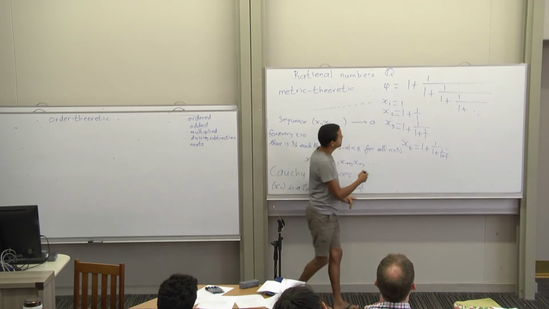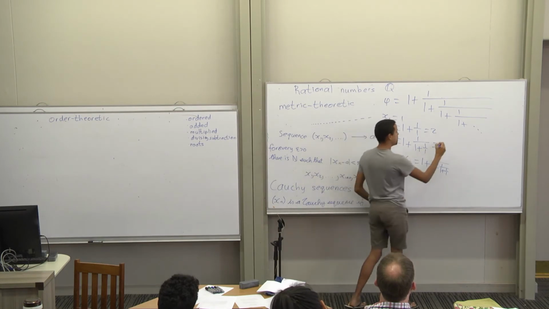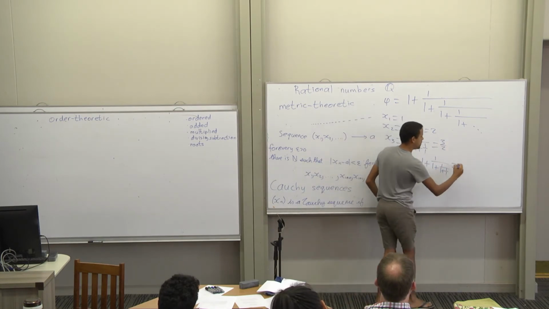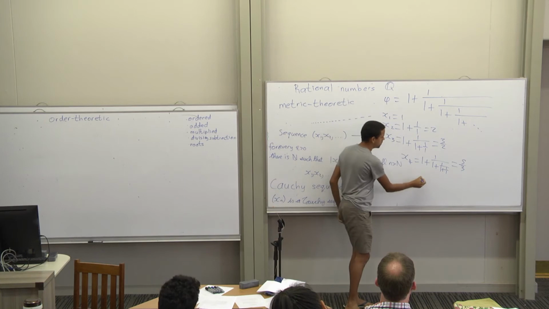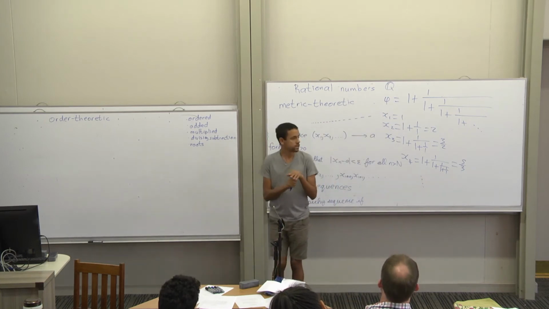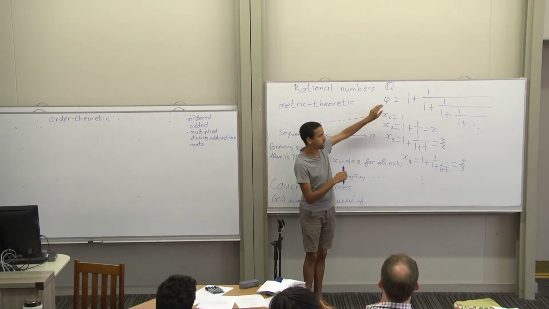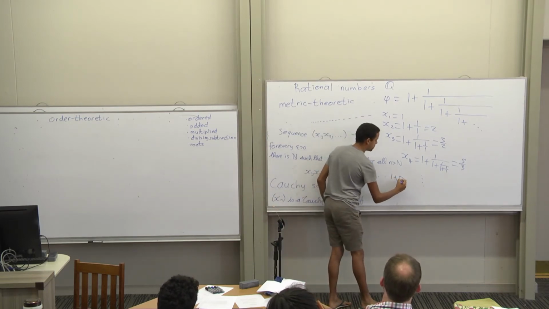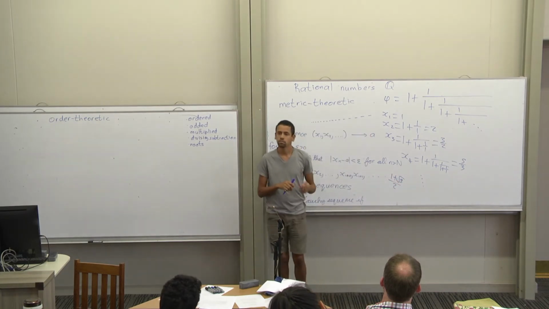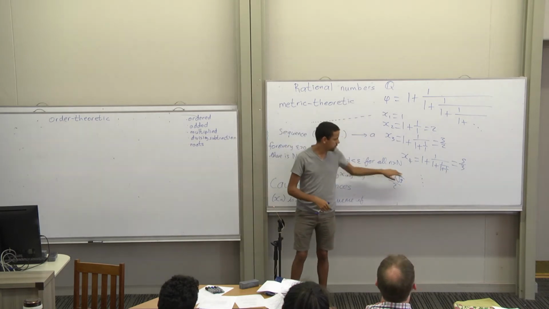If you actually work out what these values are, that's 1, that's 2, that would be 3 over 2, that would be 5 over 3. So all of these are rational numbers, and you can keep going, and you can prove that this is a Cauchy sequence which converges towards phi, or in terms of square roots, it's 1 plus root 5 over 2. Okay. So that is one example of a sequence of rational numbers which tends to an irrational number.